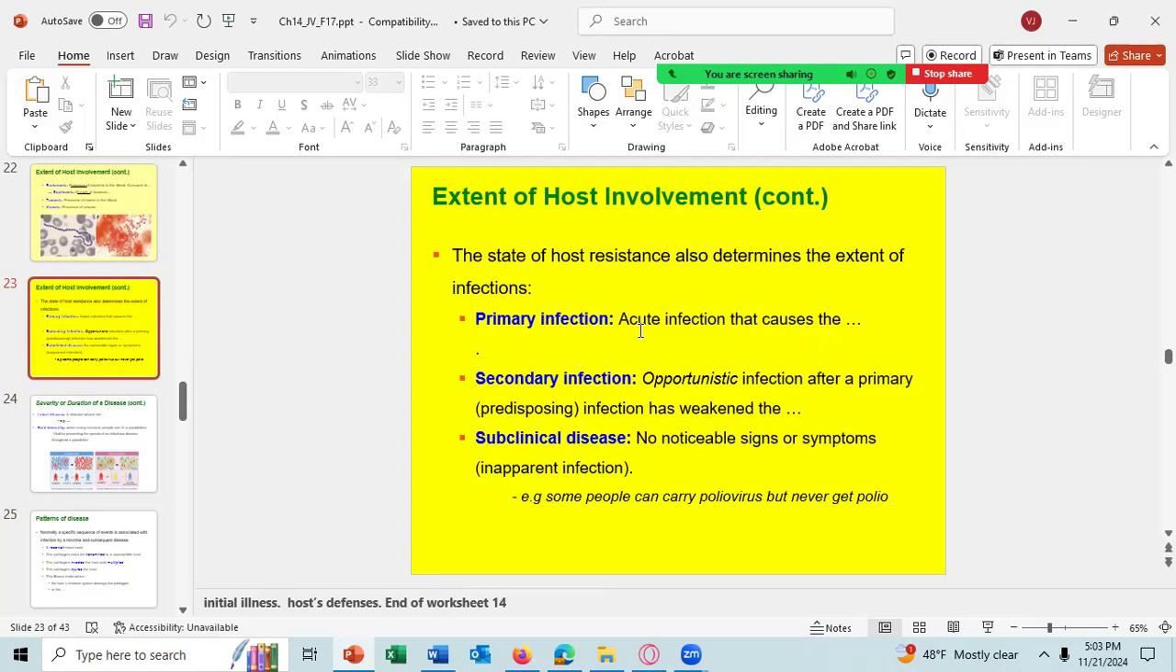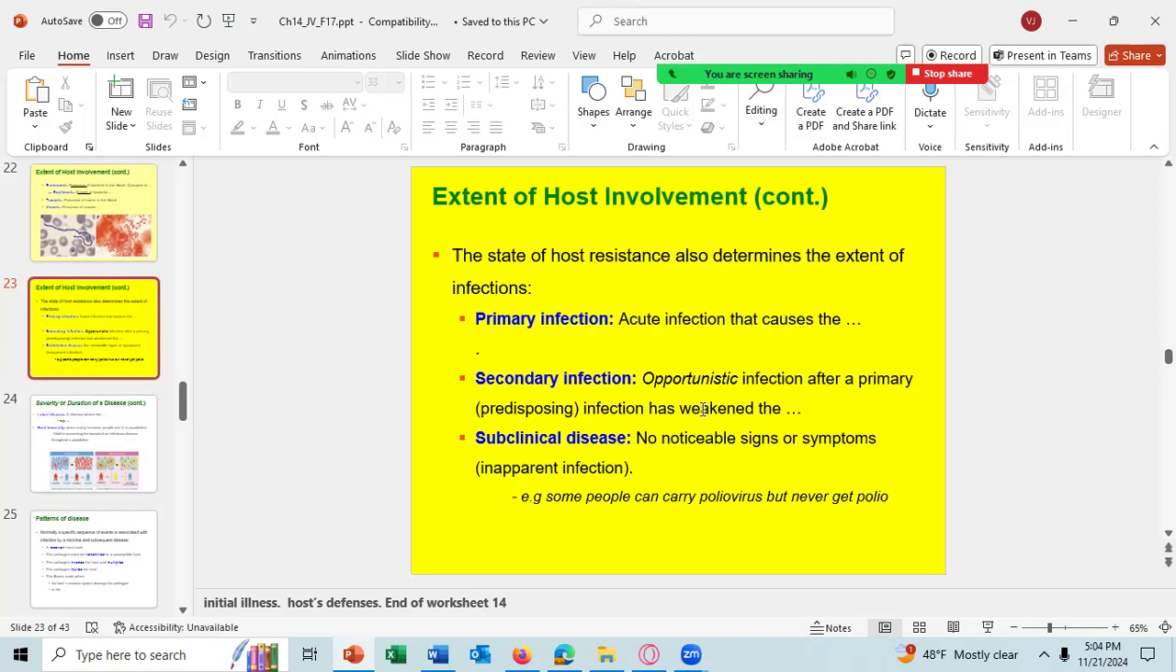All right, a primary infection is an acute infection that causes the initial illness. A secondary infection is an opportunistic infection after a primary infection has predisposed the person and weakened their immune defense. An opportunistic infection is one that needs something else to get it started. The primary infection just weakens the host, like maybe damaging the mucosal membrane or weakening their immune system, and then the secondary infection can get a hold.